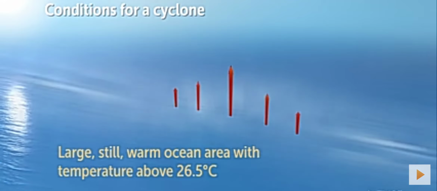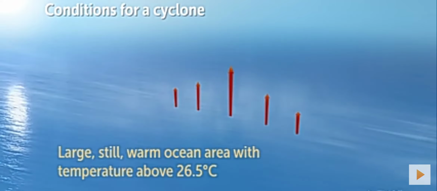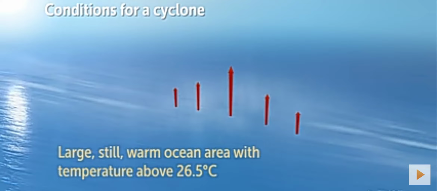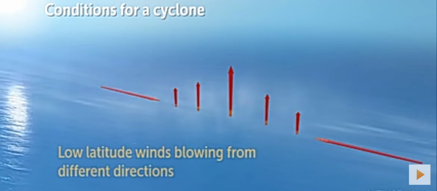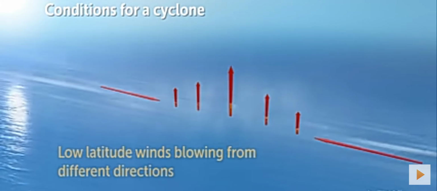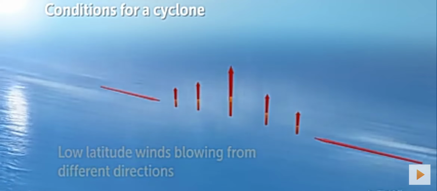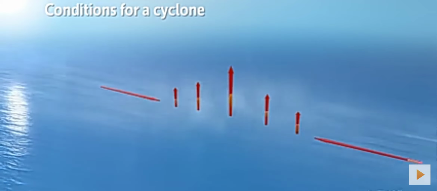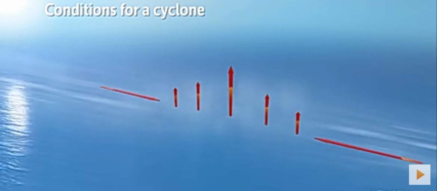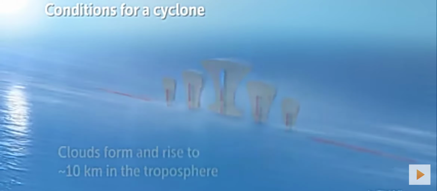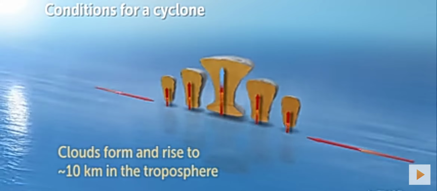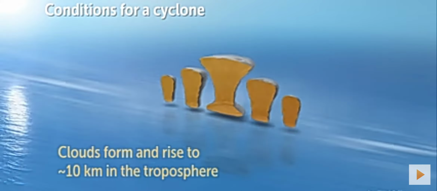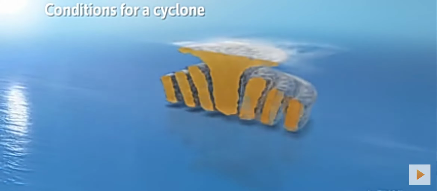As air warms over the ocean, it expands, becomes lighter, and rises. Other local winds blow in to replace the air that has risen, then this air is also warmed and rises. The rising air contains huge amounts of moisture evaporated from the ocean's surface. As it rises, it cools, condensing to form huge clouds about 10 kilometers up in the troposphere. More warm air rushes in and rises, drawn by the draft above.